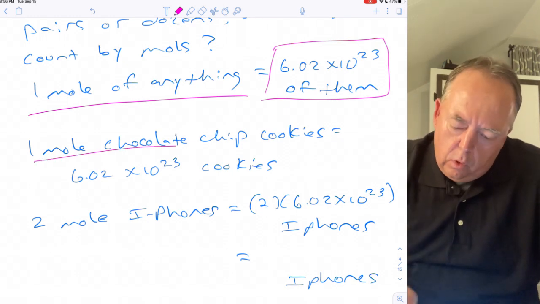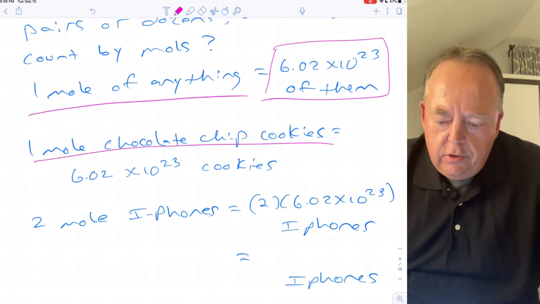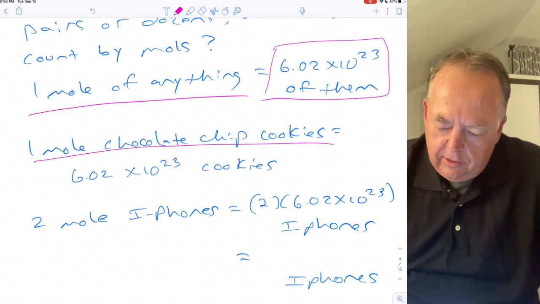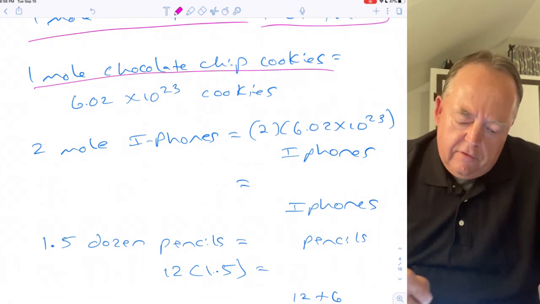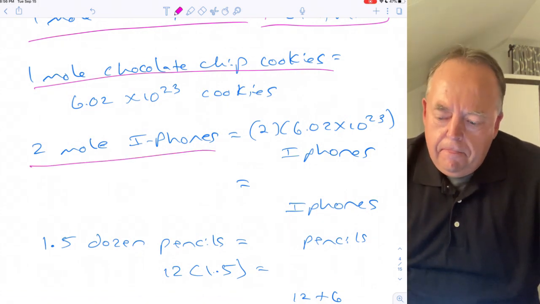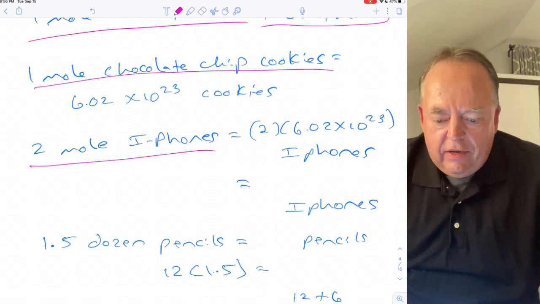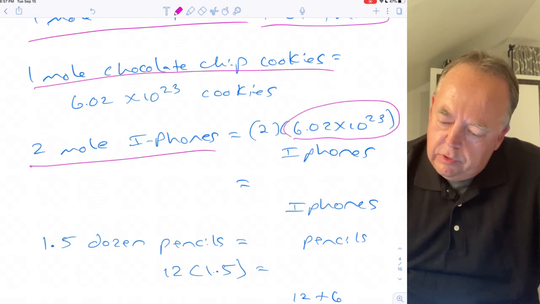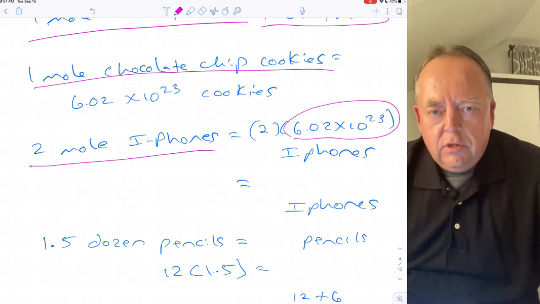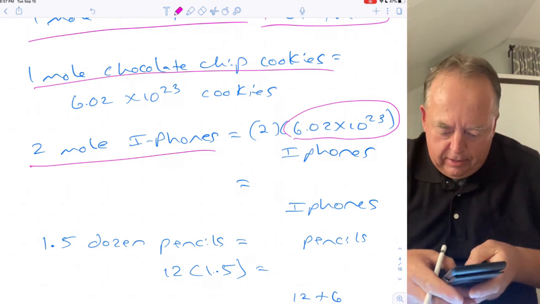Okay, so if you had a mole of chocolate chip cookies, you would have 6.02 times 10 to the 23rd of them, right? And you would be set for life, assuming they never went stale. So if you had 2 moles of iPhones, how many iPhones would you have? Well, if you had 2 dozen, you would just take 12 times 2. You would have 24, right? So if you had 2 moles, you would just take Avogadro's number, 6.022 times 10 to the 23rd, and multiply it by 2.